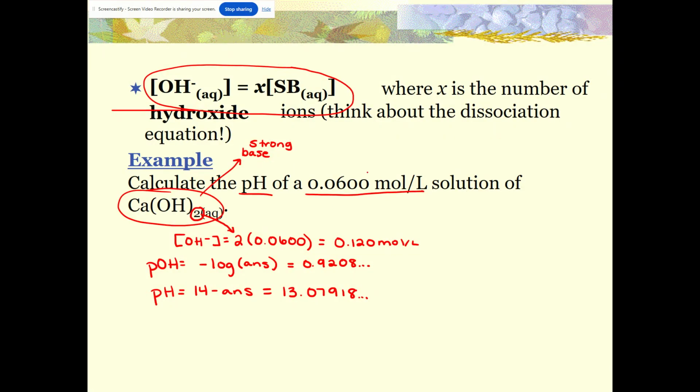Remember our sig-dig rules for pH. I look at the total sig-digs in my concentration or mass or volume, whatever I have. Leading zeros don't count, so there are 3 sig-digs, or 3 total digits in the concentration that are significant. So I need 3 significant digits in my pH, and the only thing that counts as a significant digit in pH is its decimal places. So if I have 3 total sig-digs in my concentration, I need 3 decimal places in my pH. So 13.079 would be the answer for that question.